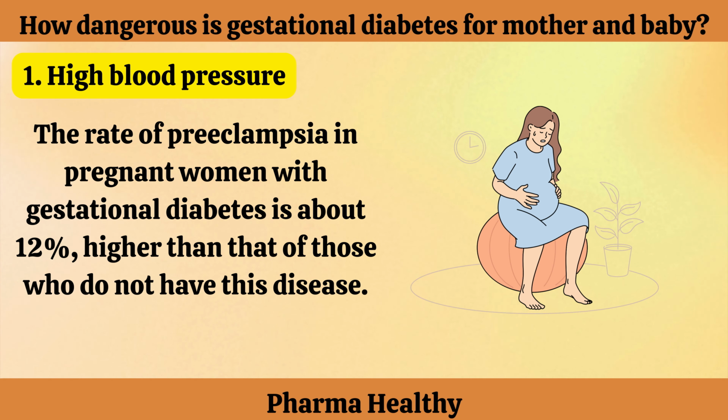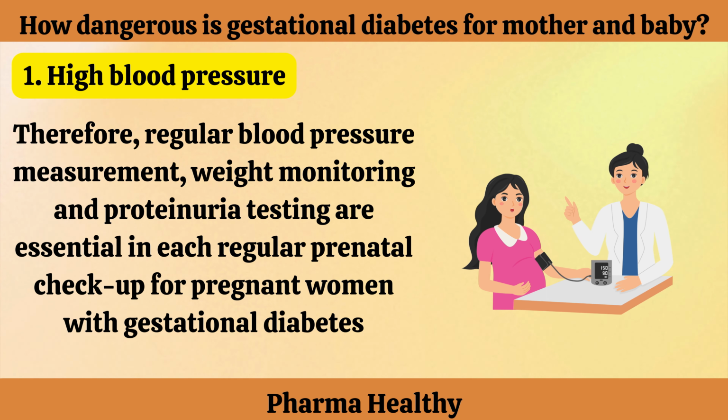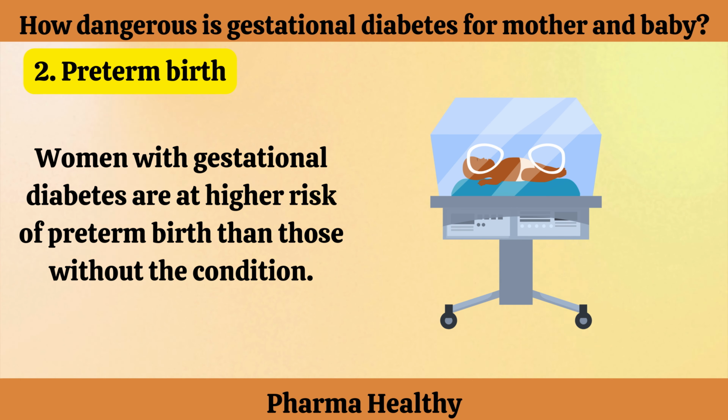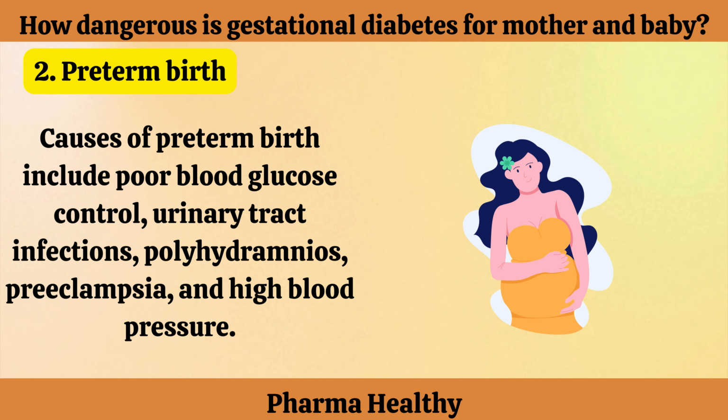The rate of preeclampsia in pregnant women with gestational diabetes is about 12%, higher than that of those who do not have this disease. Therefore, regular blood pressure measurement, weight monitoring and proteinuria testing are essential in each regular prenatal checkup for pregnant women with gestational diabetes. 2. Preterm birth. Women with gestational diabetes are at higher risk of preterm birth than those without the condition. Causes of preterm birth include poor blood glucose control, urinary tract infections, polyhydramnios, preeclampsia, and high blood pressure.